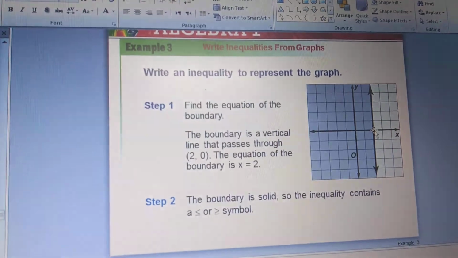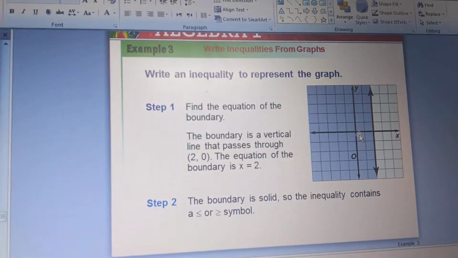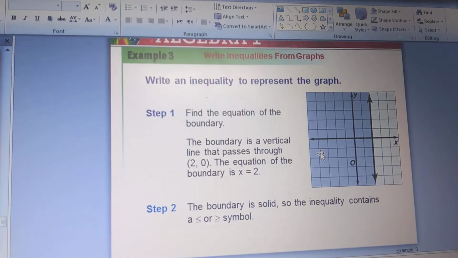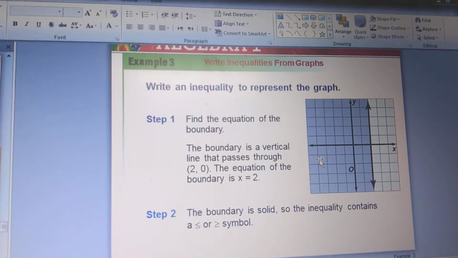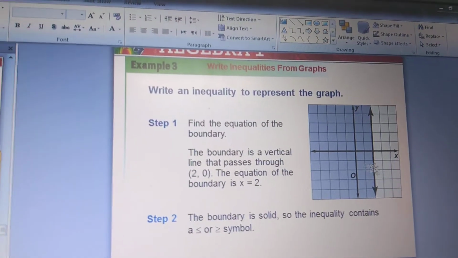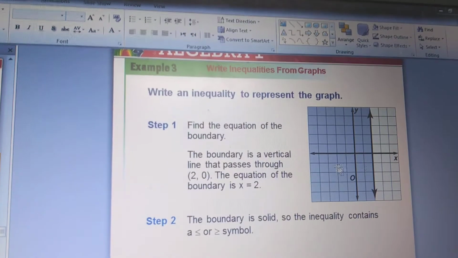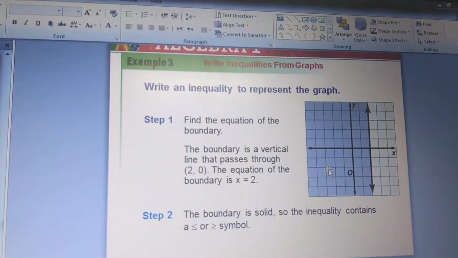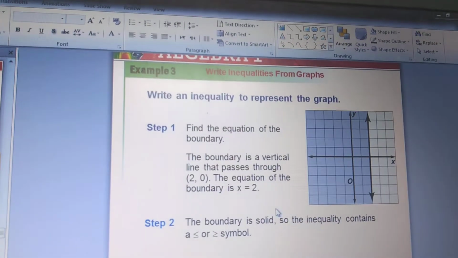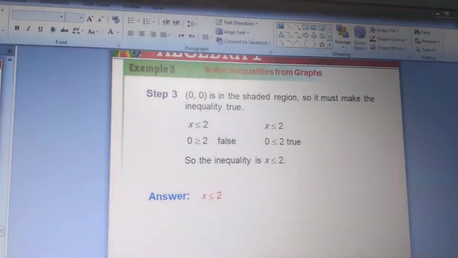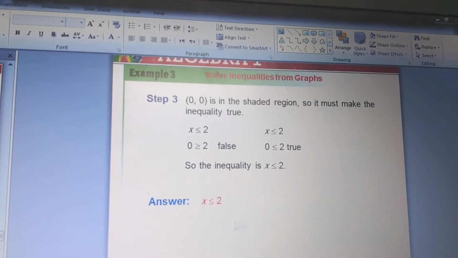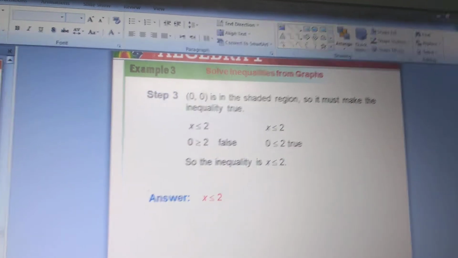Here x equal 2, here x equal 1, here x equal 0, and so on. The value of x decreased. This means the inequality will be what? Less or equal, or more or equal? Of course less or equal, because the values of x decreased. This means the inequality will be x less or equal to 2. You see? It's very simple.